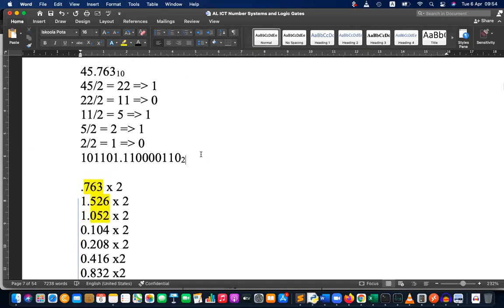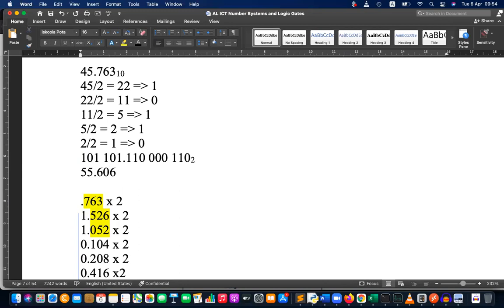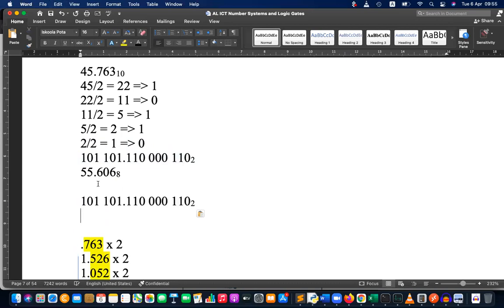Okay, so once you find this, what is the octal? Octal is 3 bits. I still didn't do three. You can take three, 6, 0, 6 is the octal. And once you get the binary, the others are easy. Once you get the binary, convert to others, it's nothing. You can get the others without dividing.